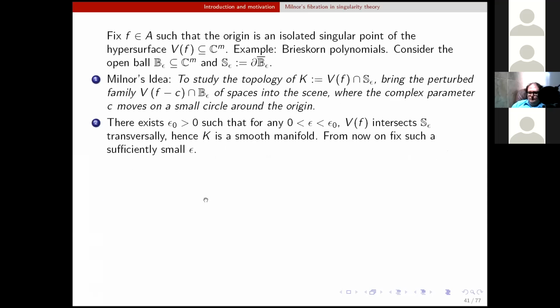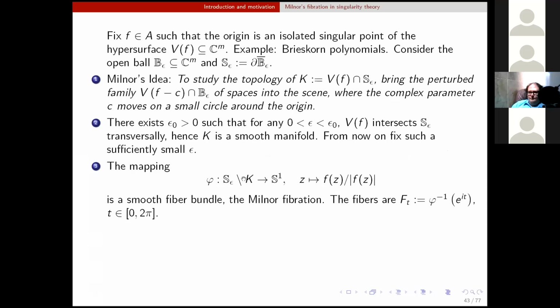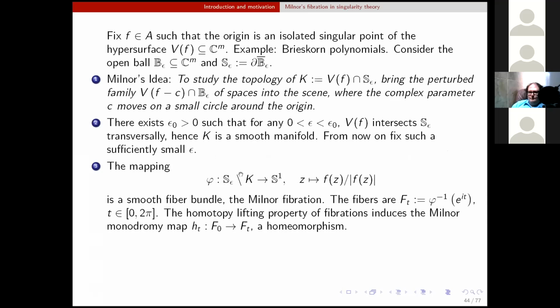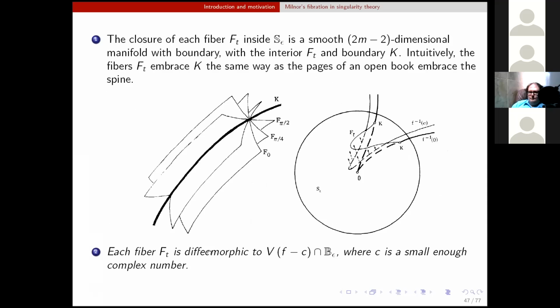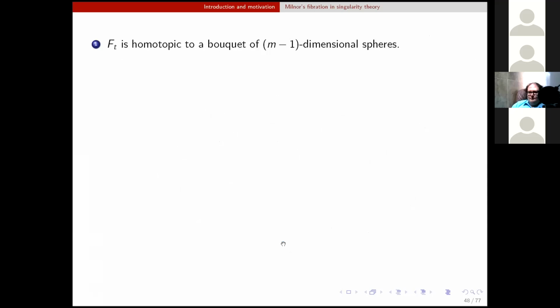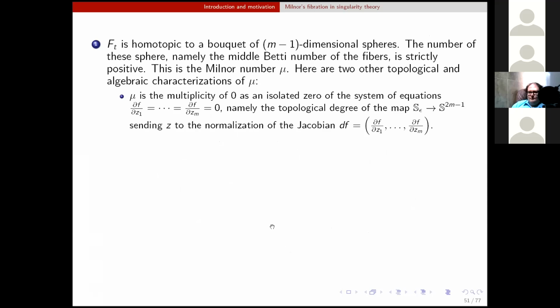So we want to find a non-commutative geometry way to imitate the Milner monodromy map. And the fundamental idea is again here. Each fiber is diffeomorphic to this one. So we are going to make an analog of this one using Toeplitz operators. If we do that, there is a hope that by studying this using Toeplitz operators, we can also find a way to tell apart exotic spheres.